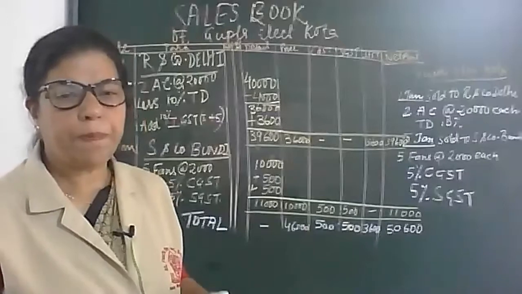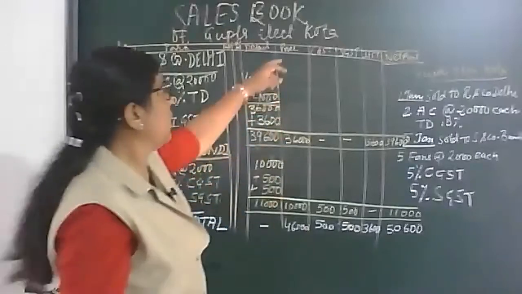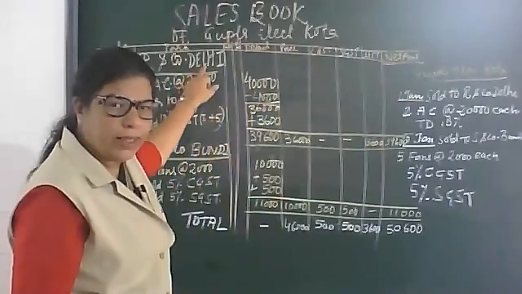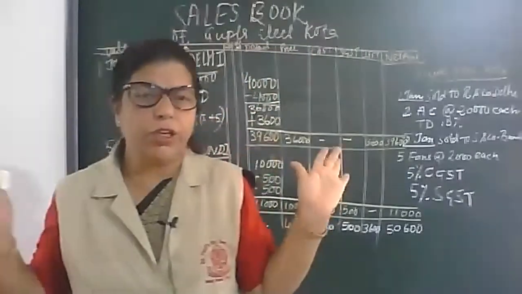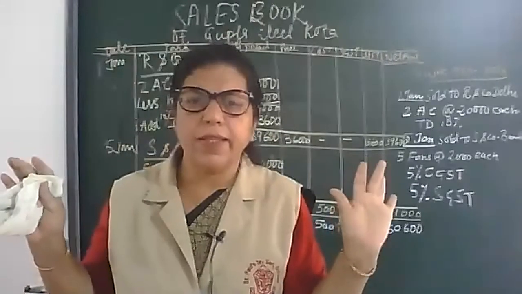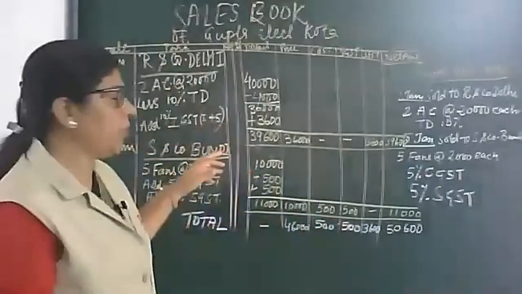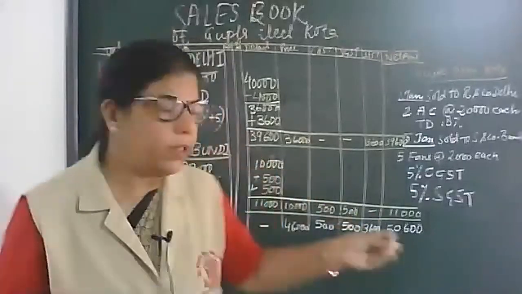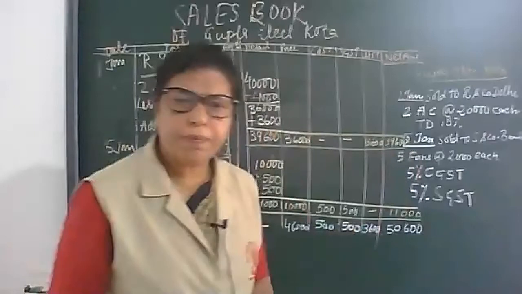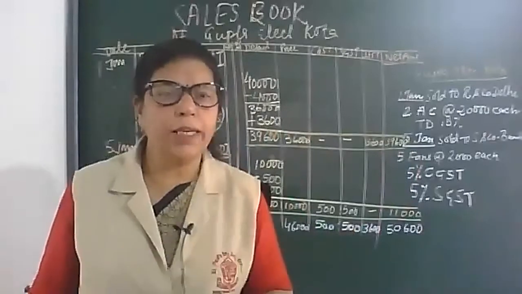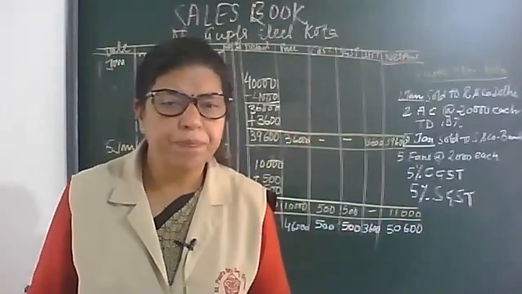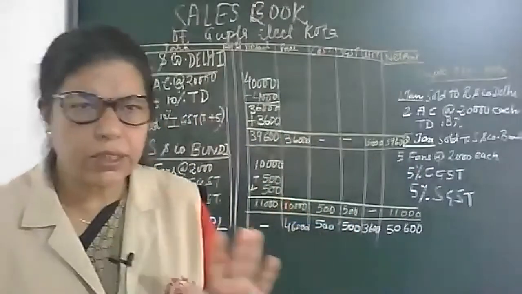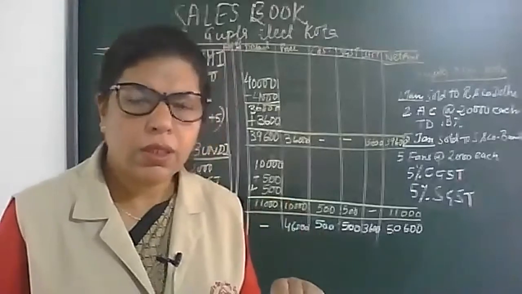Why IGST? Because that is from Kota and selling to New Delhi. The boundary of state is crossing in this transaction. But how much? That will be the question. The IGST rate is not given. Then how will we impose the IGST? In this question, IGST is not given.